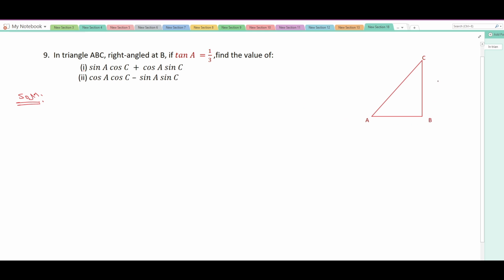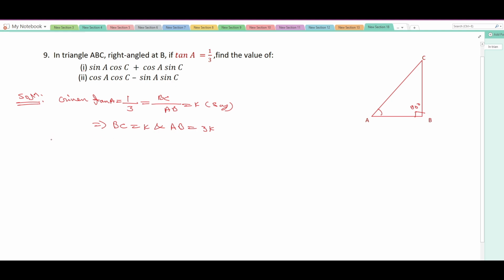Here ABC is a triangle where angle B is 90 degrees. Given tan A equals 1 by 3. Since tan A equals BC by AB, let this be equal to K, where K is a positive constant. From this we can write BC equal to K and AB equal to thrice K.